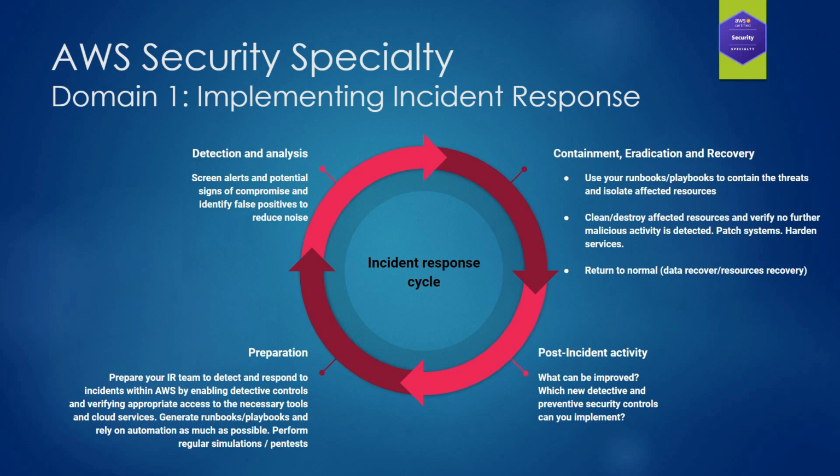In this phase, they're also going to be generating the runbooks and playbooks they are going to rely on for containing and eradicating an incident. And it's really important that they try to rely on automation as much as possible, because by automating, they are going to be much quicker in mitigating the attack. Here as well, it is recommended to perform regular simulations and penetration testing campaigns to ensure that the detective and reactive controls that we have deployed are correctly implemented.